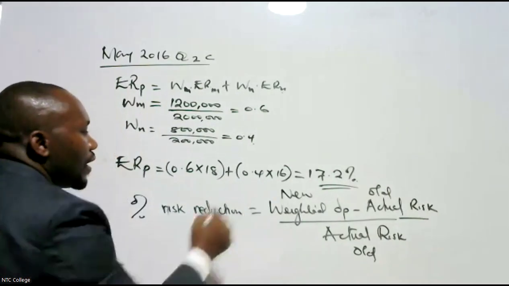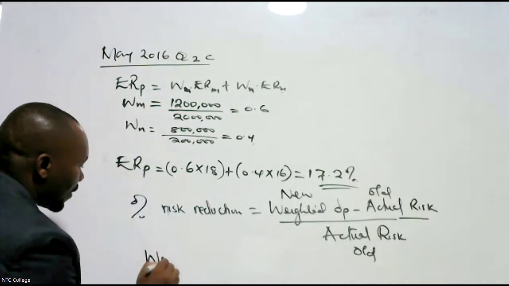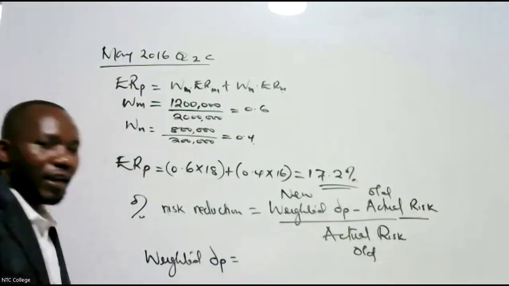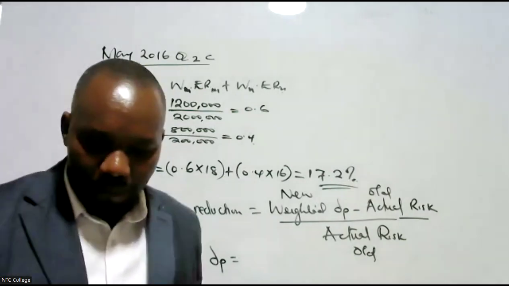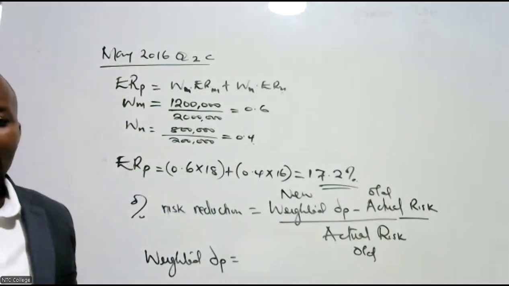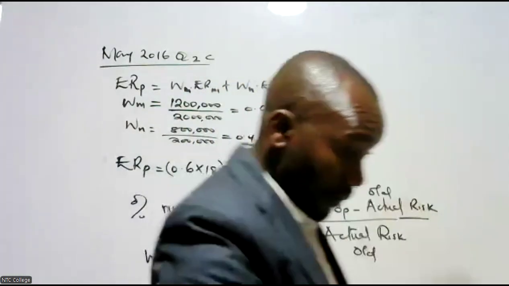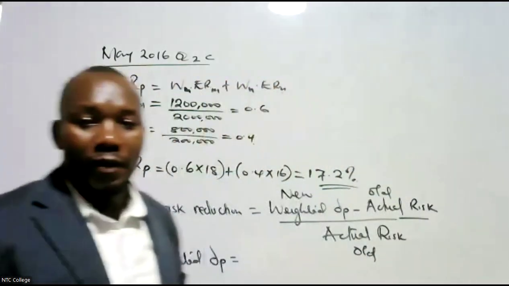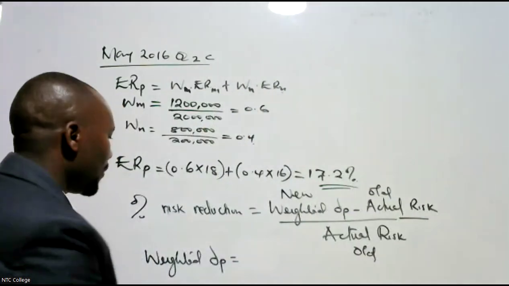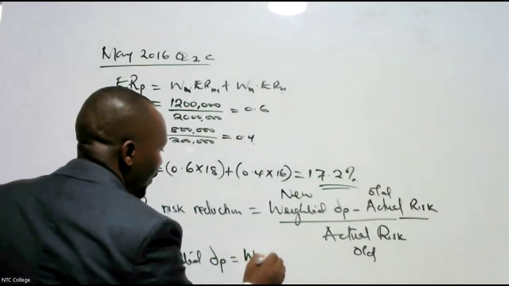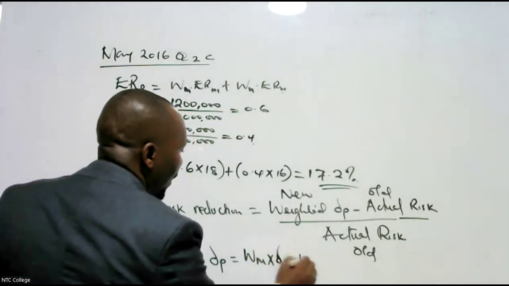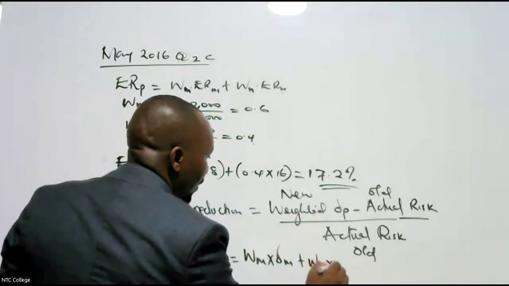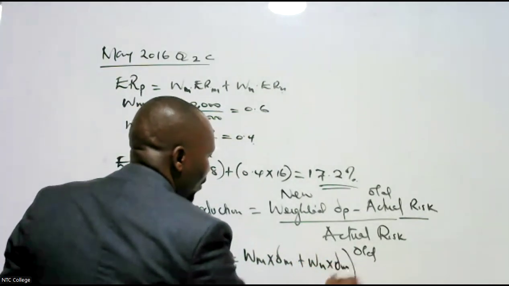Now, how do we get the weighted risk? Weighted risk of the portfolio. Who can tell me how we can get weighted risk of the portfolio? Anything that is weighted, what do you think? It is weight times risk of the first one. It is the weight of M times the risk of M plus weight of N times risk of N. That is why it is called weighted.